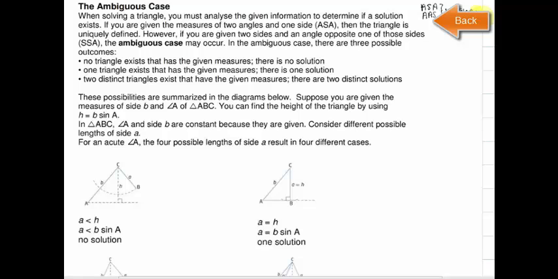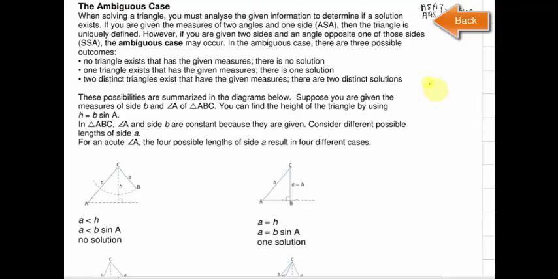And in the ambiguous case, there are three possible outcomes. You can have a situation where no triangle exists that has the given measures, therefore there is no solution. You can have a situation where there is one triangle that exists that has the given measures, so you have one solution. Or a situation where you have two distinct triangles that exist with the given measures, and therefore you have two distinct solutions. These possibilities are summarized in the diagrams below. Suppose that you are given the measures of side B and angle A of triangle ABC. You can then find the height of the triangle by using h equals b sine A.